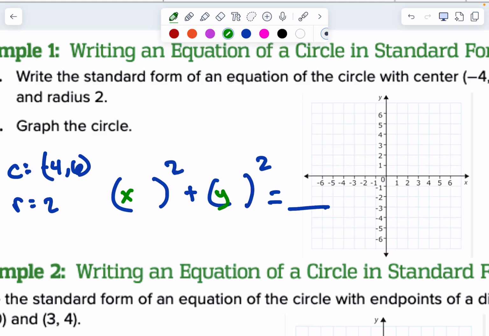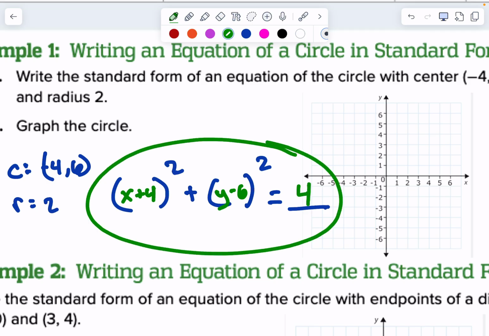All right, so negative 4, 6. If I plop them in here and here, negative 4 is the x, but it goes in as plus 4. 6 goes here, it's minus 6. And the radius squared is 4. This is the equation of the circle. We've got to graph it.